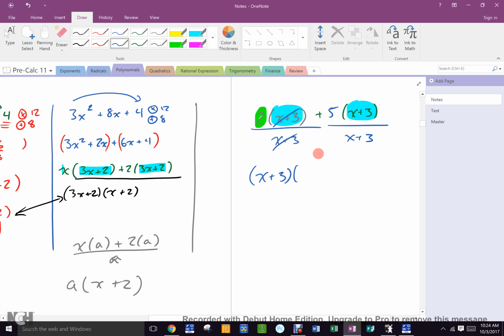So they cancel, 2, they cancel, plus 5. Finish that question off. x plus 3 times what? 7. Does everybody understand this concept? A factor can be anything inside brackets. Doesn't matter how big it is. Everybody cool?